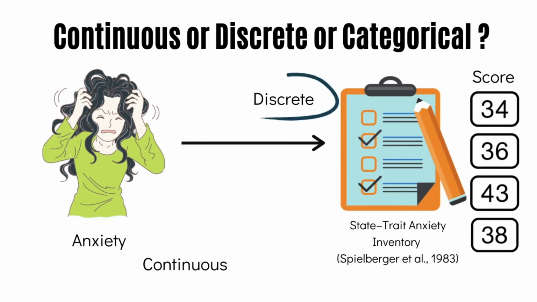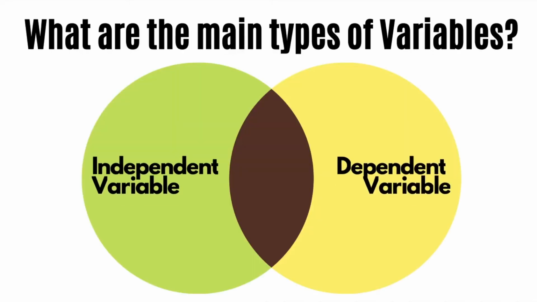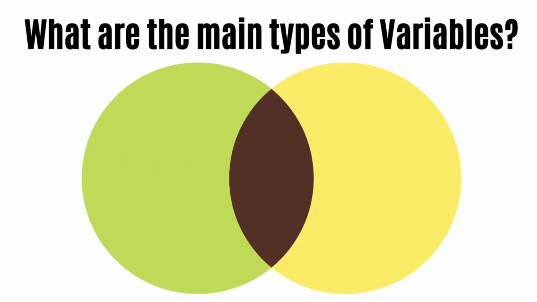Let's now move on to studying the different types of variables. What are the main types of variables? Now, there are two main types of variables. Firstly, there is independent variable, and secondly, there is dependent variable. So, what is independent variable?